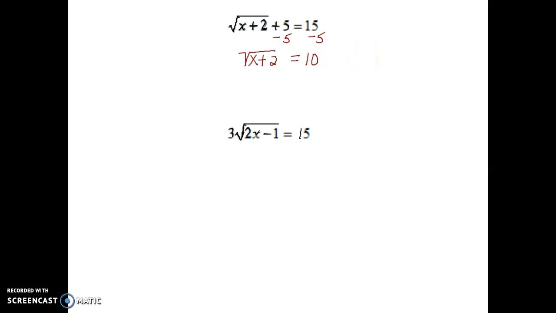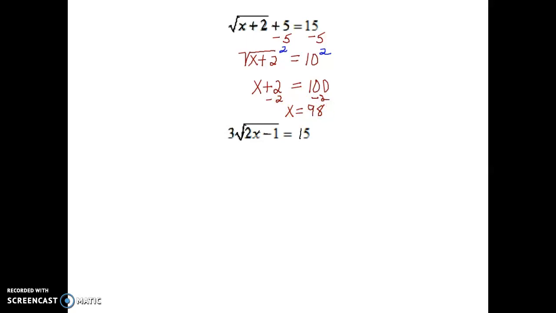Now that my square root's by itself, I can apply its inverse by raising it to the second power, but I must do that to both sides of the equation. That means on the left side I would only have the expression x plus 2. On the right side that would become 100 because 10 times 10 is 100. Now I can finish solving my equation. In this example I'd be subtracting 2 from both sides, which means x would equal the value 98.